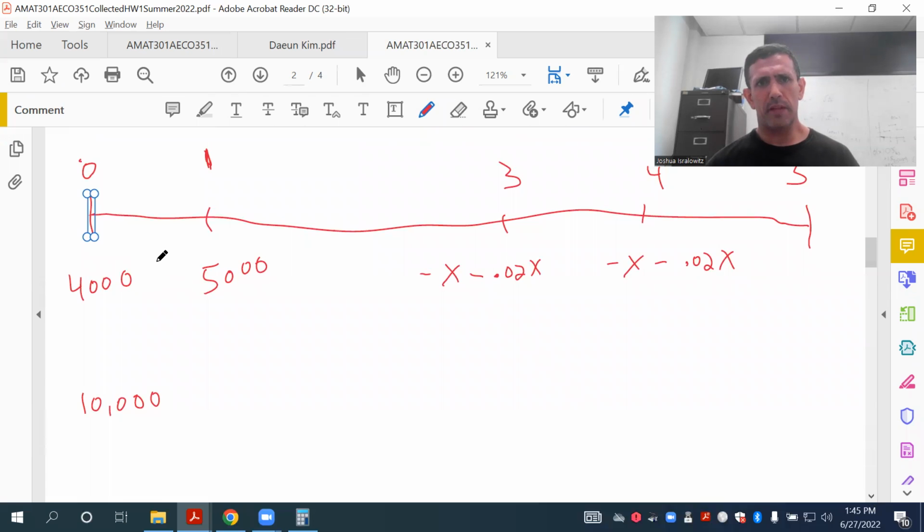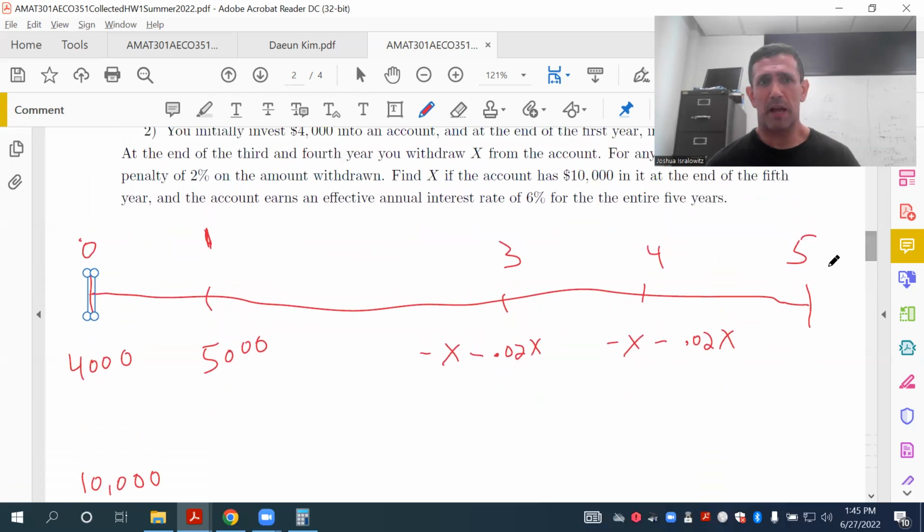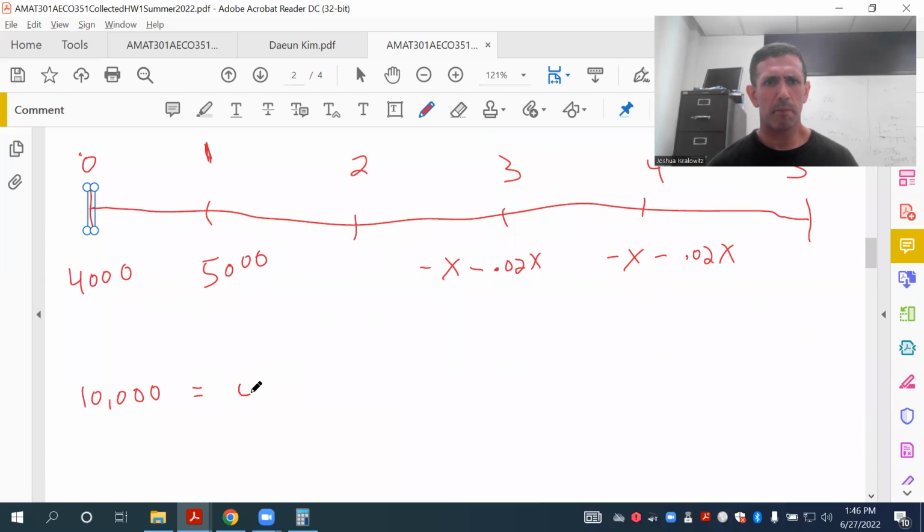Now, thanks to this time diagram, it's effortless to see how much time each deposit or withdrawal accrues interest for. 4,000 earns 1, 2, 3, 4, 5 years of interest. So 10,000 is how much we have at the end of the 5 years. We're given 6% is the effective annual interest rate. 5,000 earns 1, 2, 3, 4 years of interest.